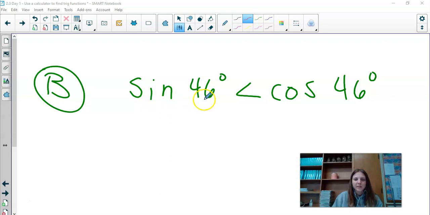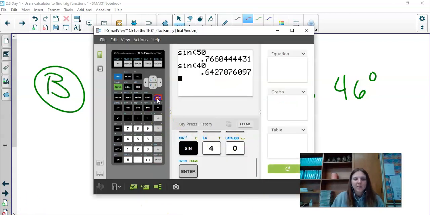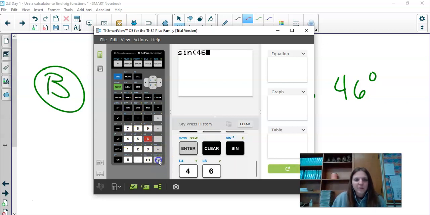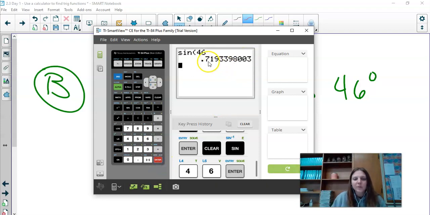Sine of 46 is less than the cosine of 46. We're going to go to the calculator and try this out. Okay, I'm going to clear this out. Sine 46 and press enter. Again, round to 6 decimal places. 1, 2, 3, 4, 5, 6.